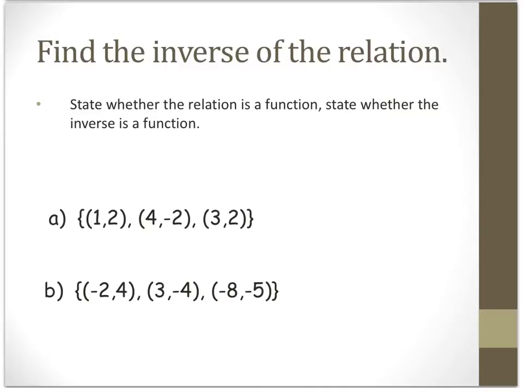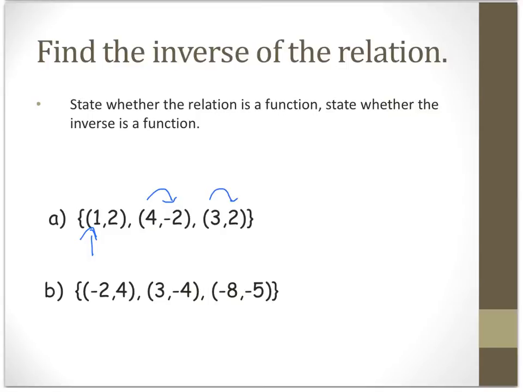So first thing we want to do is state whether the relation is a function. So if it's a function, for every x value there's one y value. So each x value has its own y value, right? And we can also plot these and see if it passes the vertical line test. So if I look here, I got 1 paired with a 2, I got a 4 paired with a -2, and I got 3 paired with also a 2.